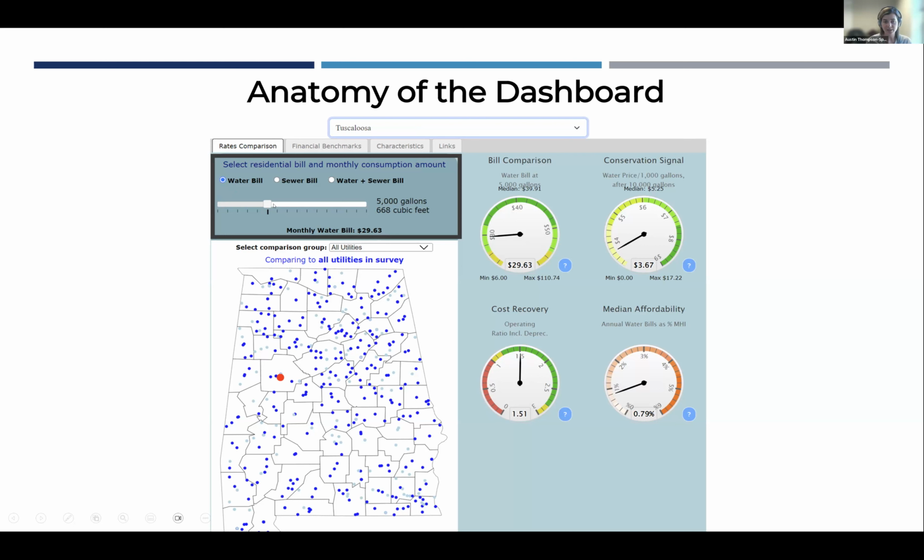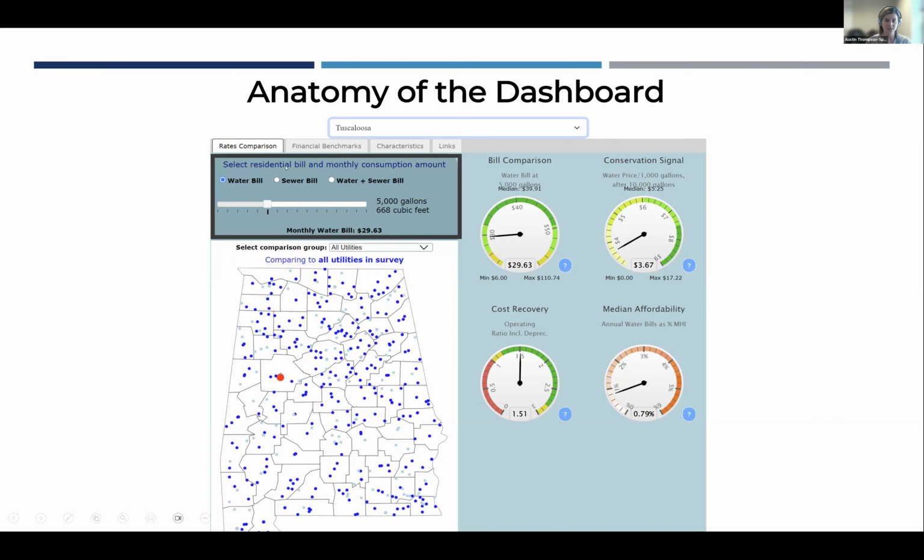We could slide this slider up to, I believe, 15,000 gallons and down to 0 gallons. If you wanted to see the base charge, the utility charge, right? So just that fixed charge, regardless of the amount of water that you use, you could basically pull this all the way down to 0, and this monthly water bill would just show you that base charge. So you can actually figure out a lot about a utility's rates just by kind of moving this slider around.